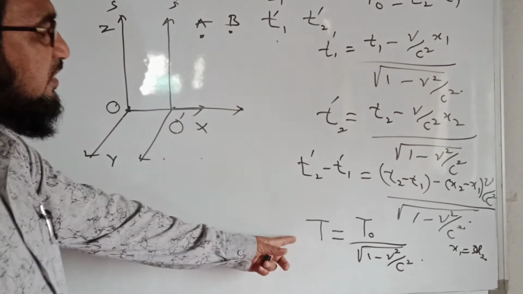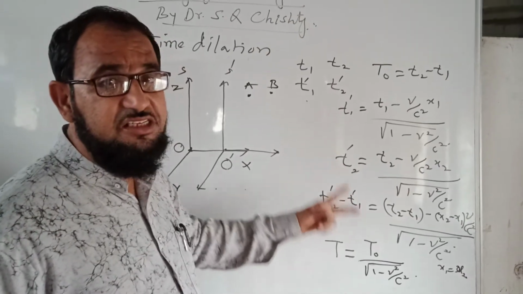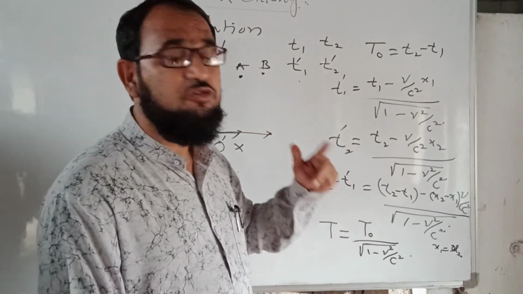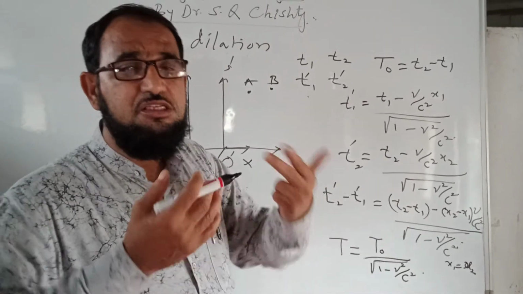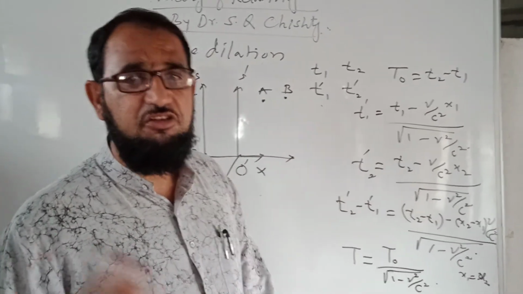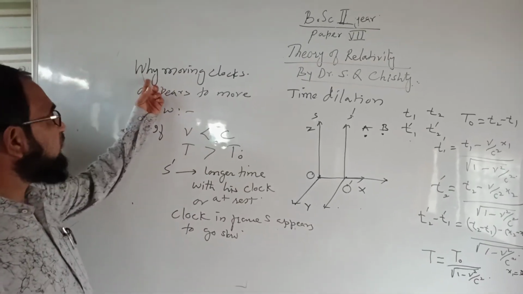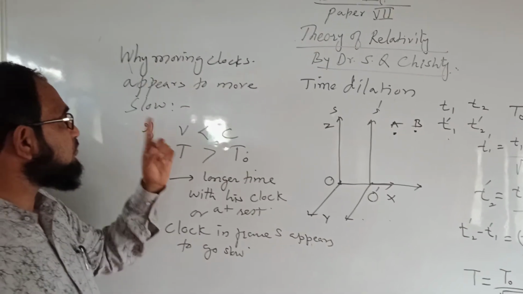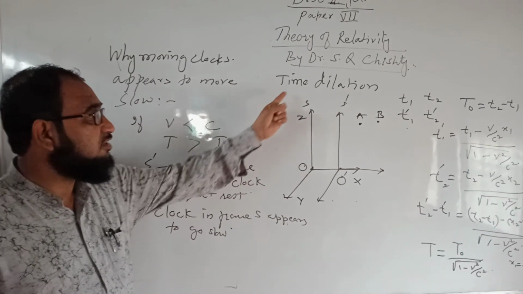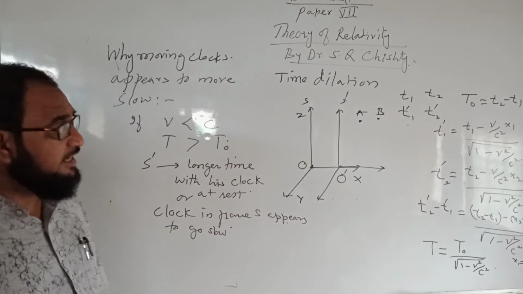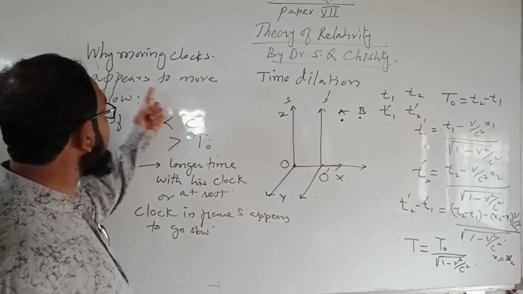So with the help of this formula, we can say that there is time dilation when the two frames of reference are moving with respect to each other with some relative velocity. Why do moving clocks appear to move slow? Using this phenomenon of time dilation, we can explain why moving clocks appear to move slow.